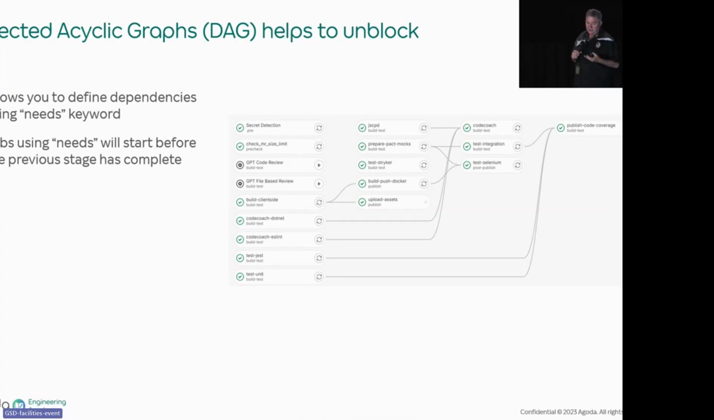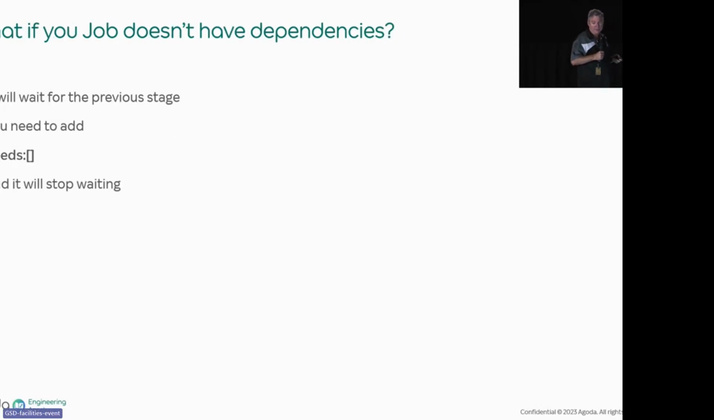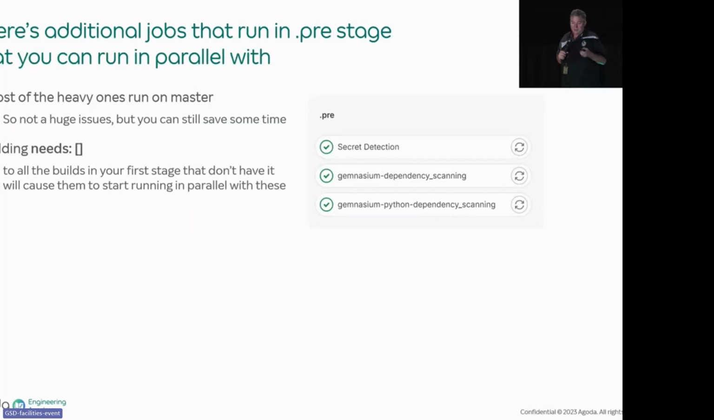If you've got a needs tag, it will ignore the stages and it'll start running straight away before the previous stage ends. Even if you don't have a dependency, you need to add an empty needs tag for it to ignore the previous stage and make it stop waiting. And these help as well because there are some default jobs in GitLab out of the box that run in this pre-stage. If you're not using the needs tag, your initial stages will wait for these and it'll make your builds take a little bit longer.